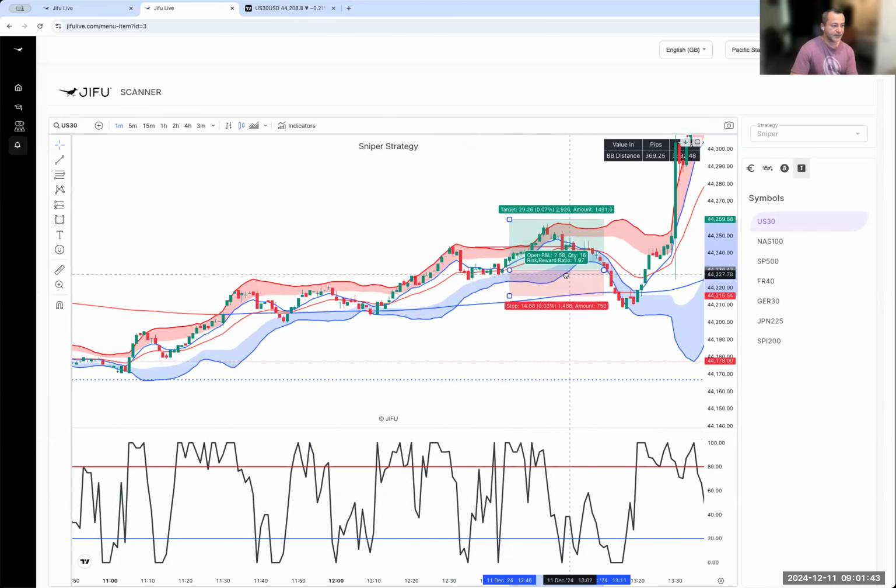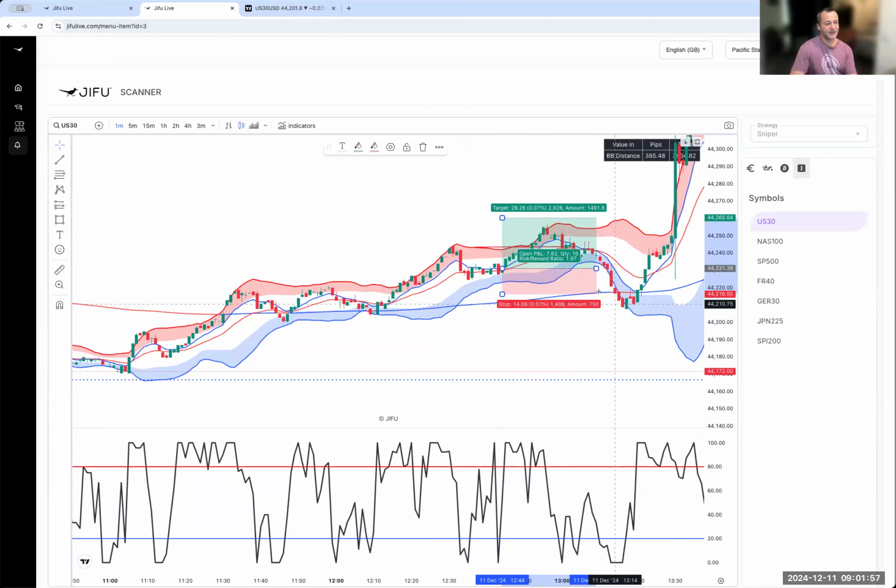It's a potential entry. Okay, and then once again, we don't get the full target, but you're at least getting some pips out of this, right? You shouldn't let this ever come back and become a loser. You shouldn't let it get this far into profit and not be at least at break even.